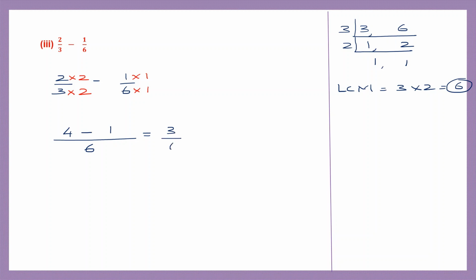3 by 6. And here 3 by 6 is a fraction that can be reduced to the lowest term. So let's divide both by a common factor. And the common factor here is 3. So divide both by 3. So what do we get? 3 into 1 is 3. And in the denominator, 3 twos are 6. So our answer here is 1 by 2.